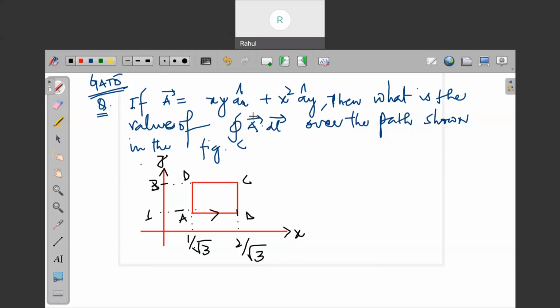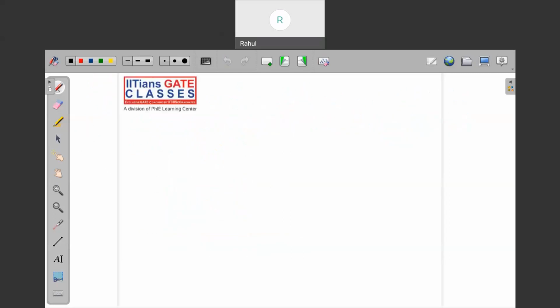So we have to calculate this integral, A dot dl, over this path. How am I going to proceed? This is not a closed path. We have to move from A to B, and B to C, and this is going to be an open path, you can say.